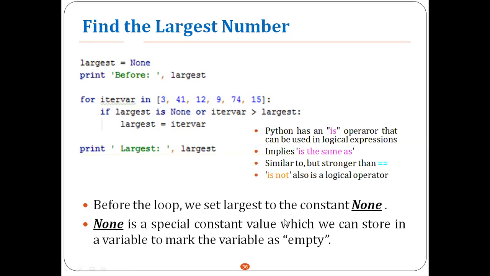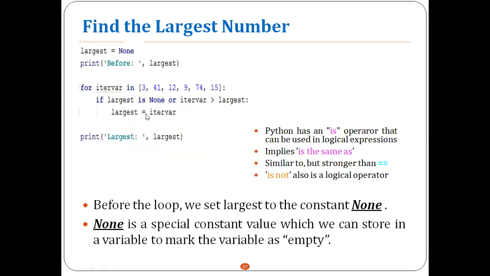That is, before the loop, we set the largest to the constant None. None is a special constant value which we can store in a variable to mark the variable as empty. So in C and C++, what you used to do is largest equal to 0, right? The same thing we are doing, but with a different approach. Instead of 0, we are using None here.